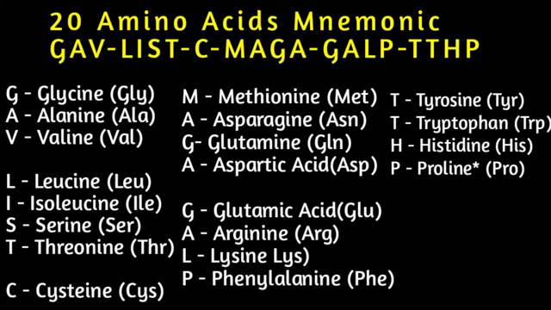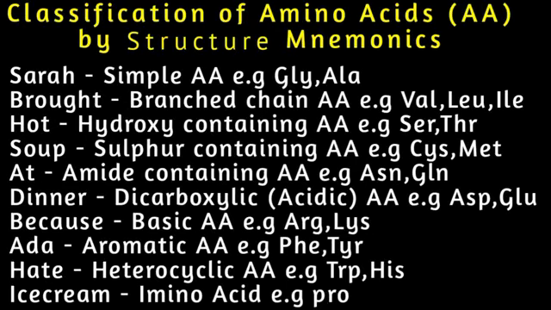So pause the video, take a pen and paper, write GAV list, C maga galp TTHP. Try and fill it yourself before you continue the video. It will help you. So now we're going to classify amino acids by structure, and I'll give this mnemonic.